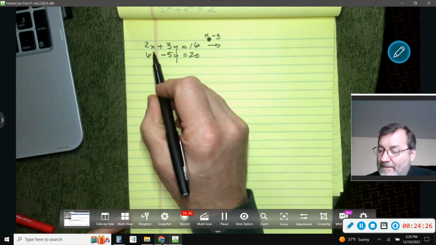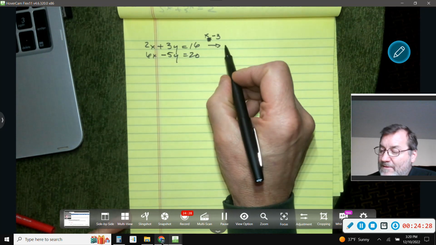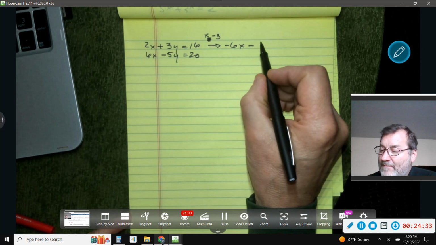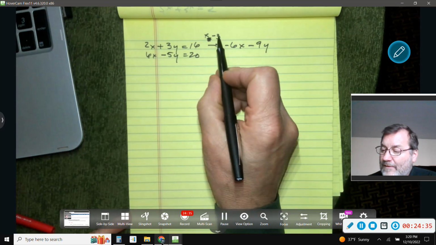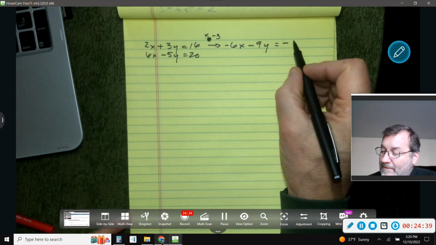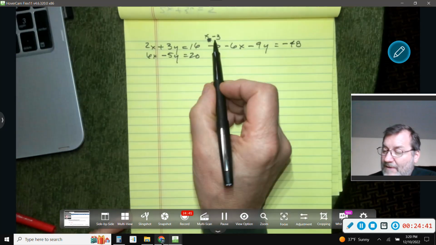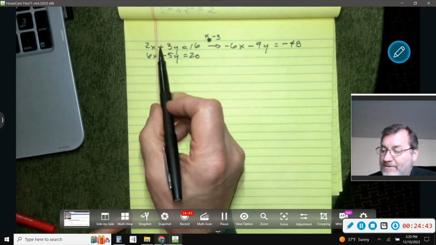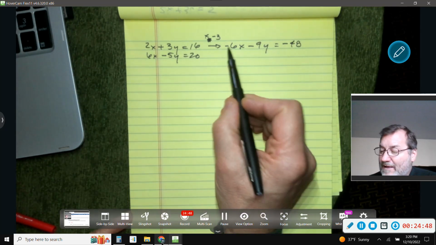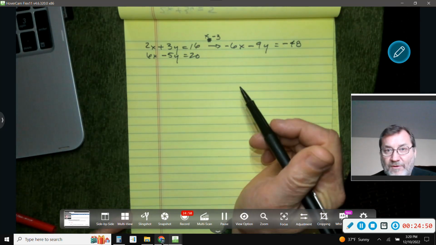If I do that, 2x becomes negative 6x, 3y becomes a negative 9y, and 3 times 16 is 48, so negative 48. Now let's check ourselves. A negative sign changes all the signs: positive becomes negative, positive becomes negative, positive becomes negative. Negative, negative, negative. I'm pretty sure on that one.